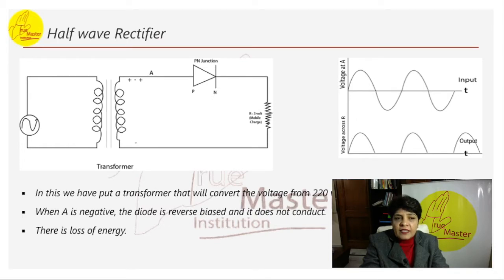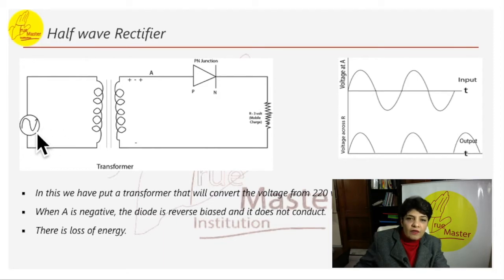The rectifier consists of a transformer, a junction diode PN, and a load as resistance. The primary coil of the transformer is connected to the AC main and the secondary coil is connected in series with the PN junction and further to the load. See this, we are calling it the primary coil of the transformer. This is connected to the AC main.